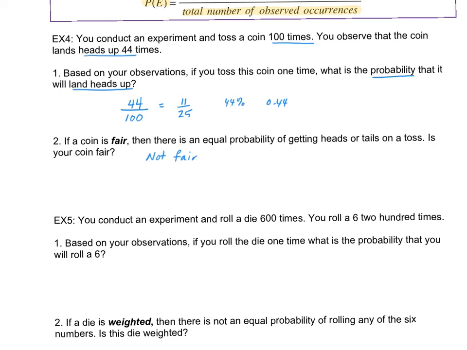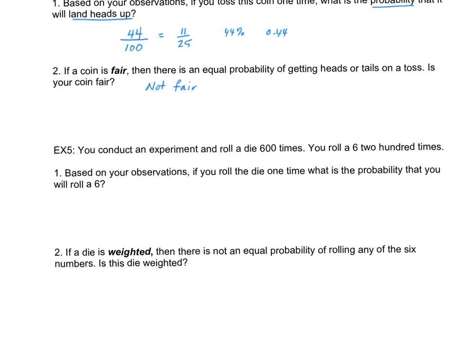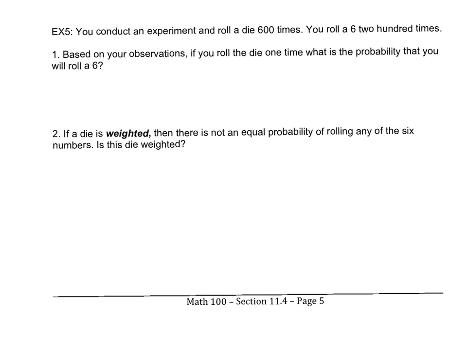So in this particular example, since heads was 44 times, it landed tail down most times, which means the tail side of this particular coin is probably the heavier side. However, it's not a fair coin because we didn't get 50 heads up, 50 tails up. Let's try another example. Example 5, you conduct an experiment and roll a die 600 times. You roll a 6 200 times. Part 1, based on your observations, if you roll the die one time, what is the probability that you will roll a 6? It's a probability.